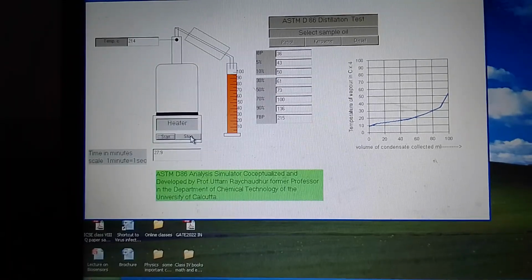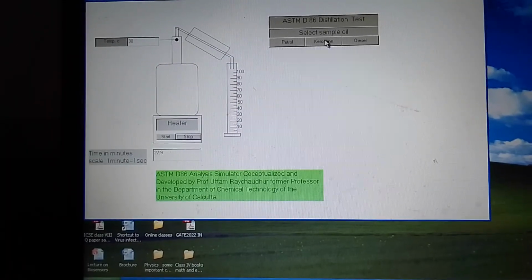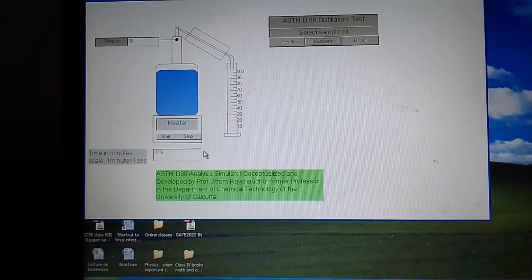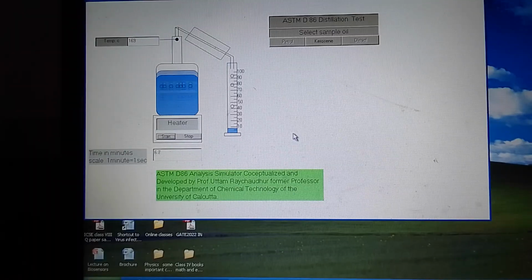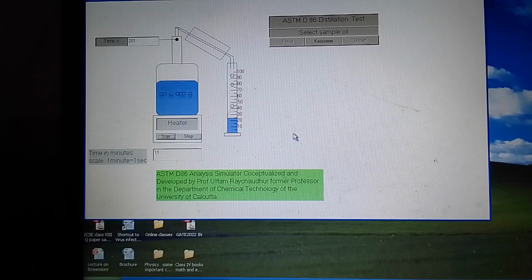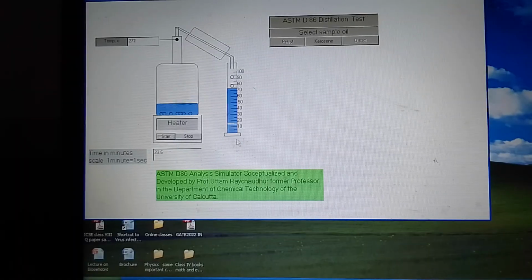Now we can stop this, and we can take kerosene similarly, and we start this heater; within 5 seconds, meaning 5 minutes in reality, you will find it boils and is collected, and the temperature is also noted for every collection, for every 5 cc, and the rate of distillation is also controlled with the help of the heater temperature control.